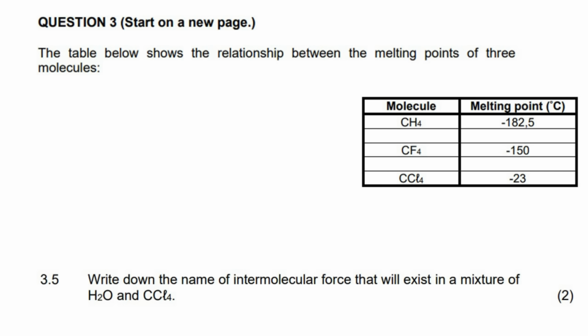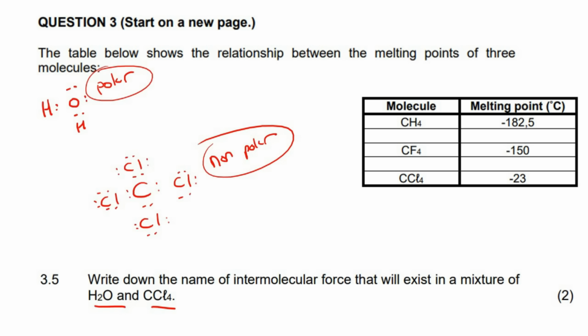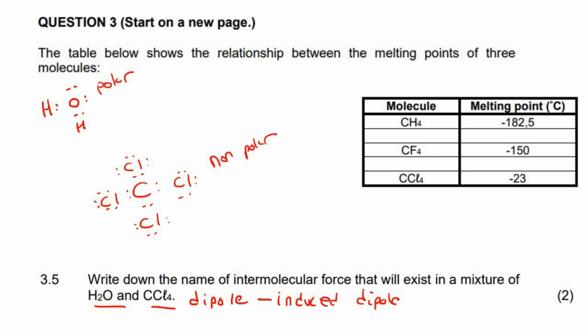This one says, write down the name of the intermolecular force that will exist if you had a mixture of H2O and CCl4. Okay, so let's put a H2O molecule over there, and then let's put a CCl4 molecule. Okay, so we know that this is nonpolar. And we know that this is polar. So what do you get when you put a polar next to a nonpolar? Well, you get a dipole, because this is a polar molecule, and we call that a dipole. And then we call it an induced dipole. Okay, we have studied that before, right? When you put a polar next to a nonpolar, you get a dipole-induced dipole.